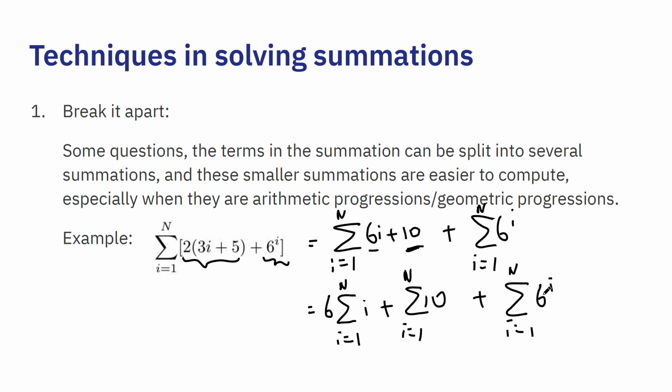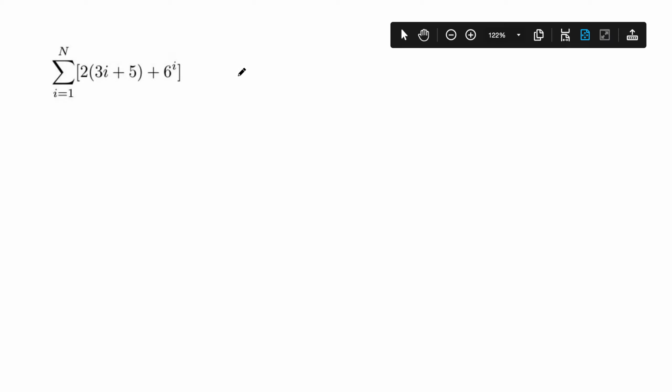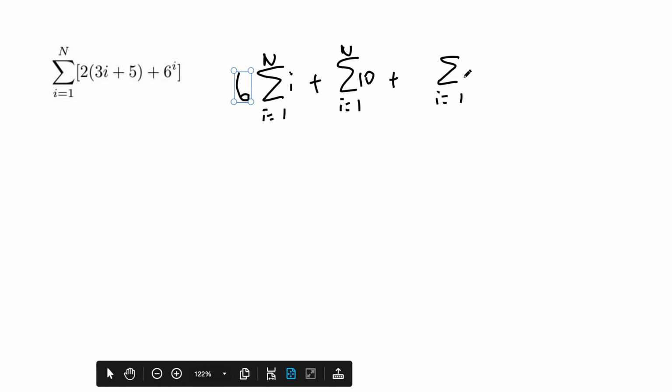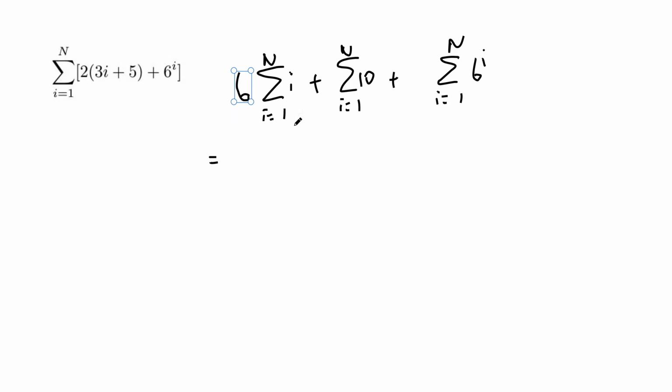Alright, so let me just copy what I wrote here. Right, we have this. And last but not least, 6 to the power of i. Right, so let's start by calculating the first few first. The first summation we have over here is just a summation from 1 all the way to n. Can you see? Because we are replacing i with 1, then i with 2, then i with 3, all the way to i equals n. So this is just 6 times 1 plus 2 plus all the way to n.